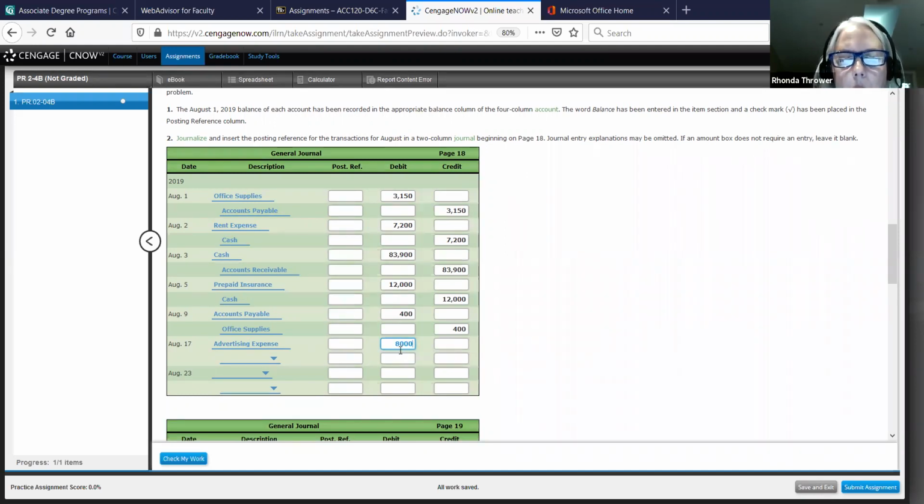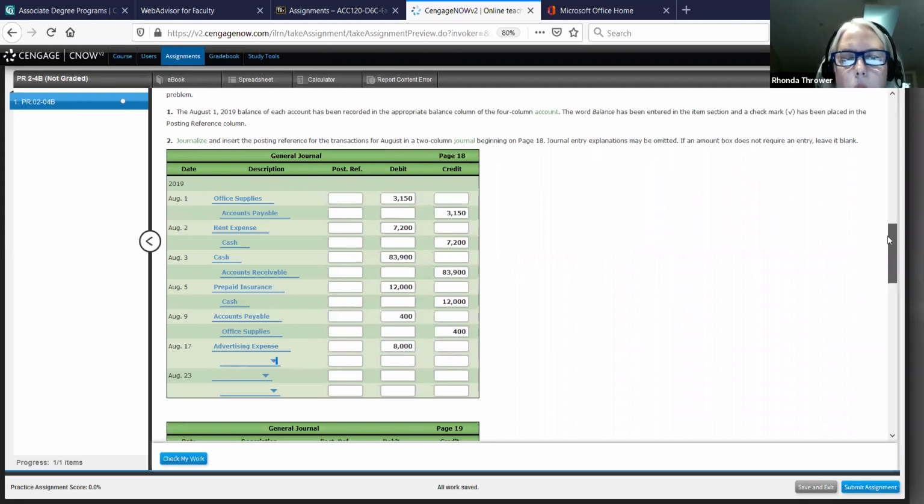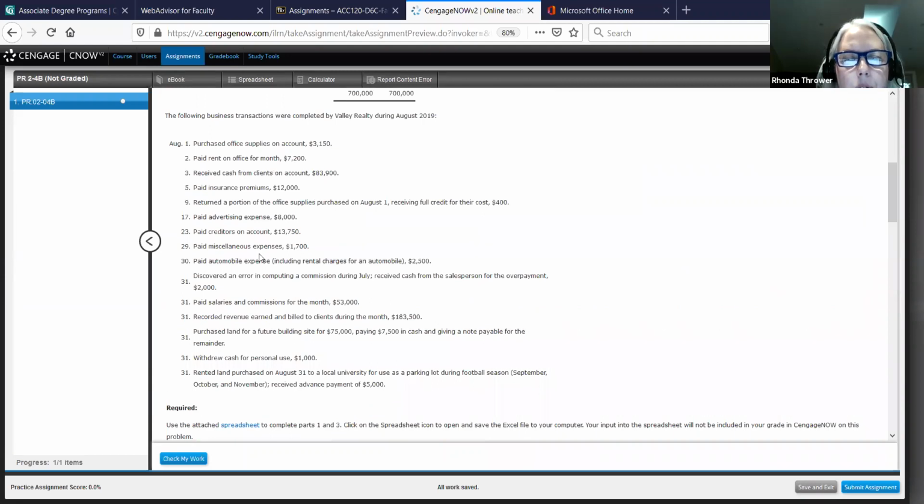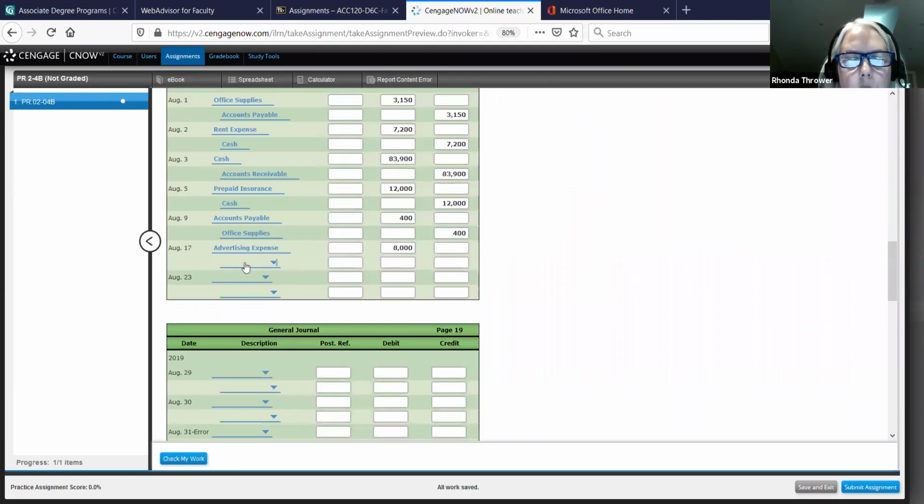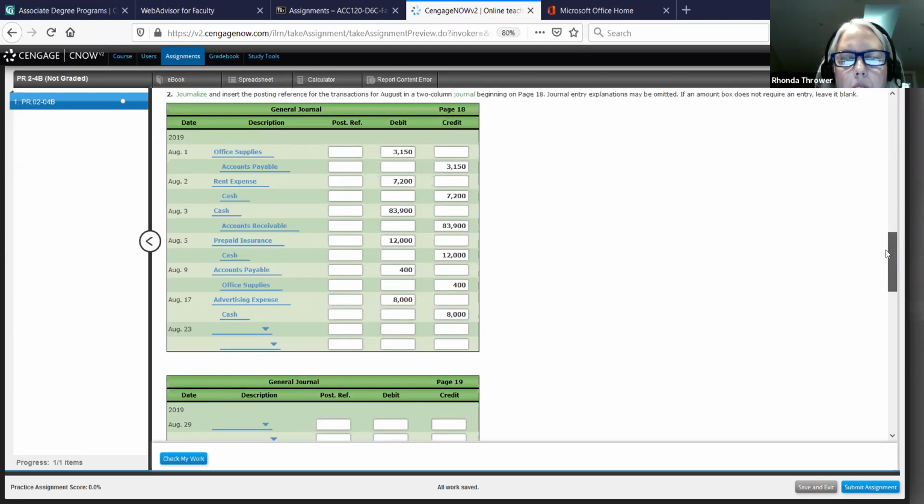My expenses are increasing, and because I bought that advertising expense and I paid cash for that advertising expense, you see the word paid there, we're going to reduce our cash account. So cash is going to be reduced by the amount of $8,000. I have one debit to my advertising expense. I have one credit to my cash account for $8,000.